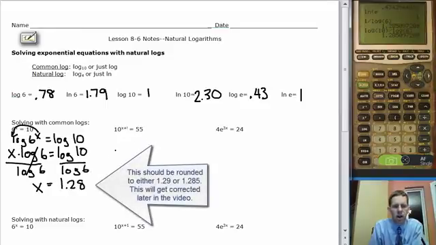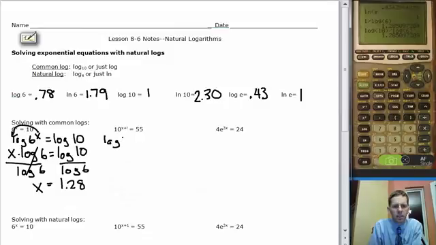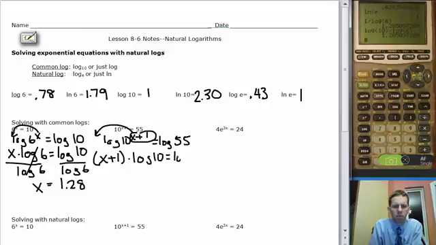To solve the second problem, it's the same idea. You can take the log of both sides of this equation. When you do that, you get the log of 10 to the x plus 1 power equals log of 55. Now you may recall again, you can move this exponent out front into the coefficient. I am going to put it in parentheses because it's this entire group. x plus 1 times log 10 equals log 55.